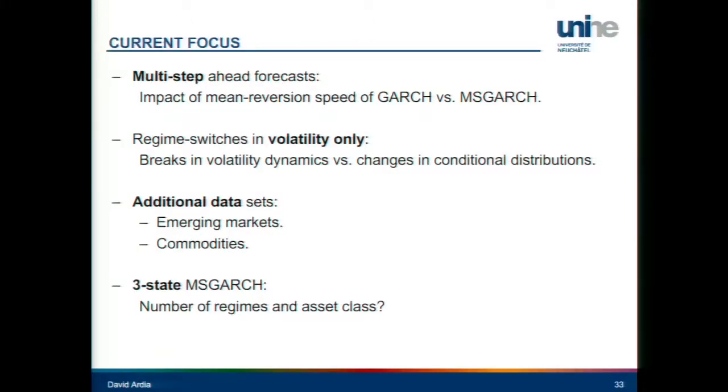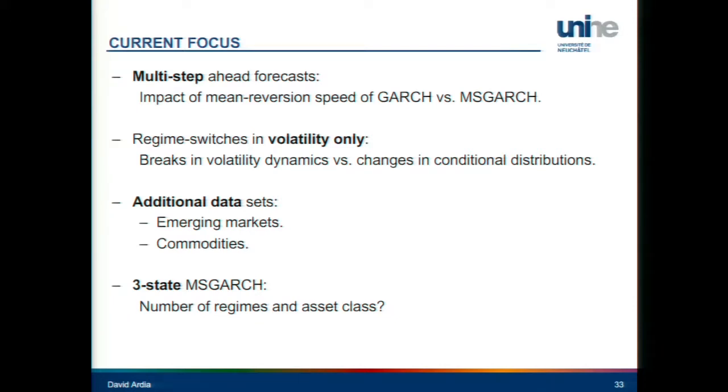So we are currently continuing, this is a preliminary study. We are continuing the research now, and the next step we envision is obviously multi-step ahead forecasting, because the impact of the mean reversion speed of GARCH versus MS-GARCH can be significant, right? We know that we have a very fast mean reversion feature with the GARCH model. This is not the case with the Markov switching model. So looking at longer horizons will really give us insight about the better forecasting performance of those models.